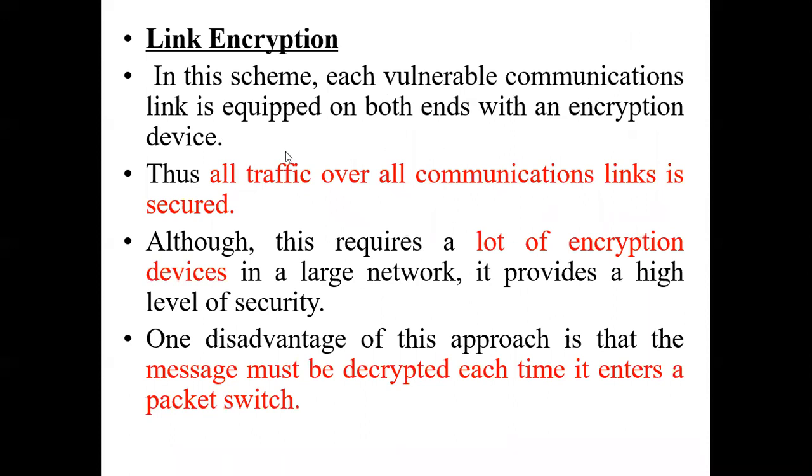Here, the link is equipped on both ends with encryption devices. When a link is established between two devices, both devices are equipped with an encryption device, so both can perform the encryption. So all the traffic over all communication links is secured. This requires a lot of encryption devices if the network is large, and it also provides a high level of security.